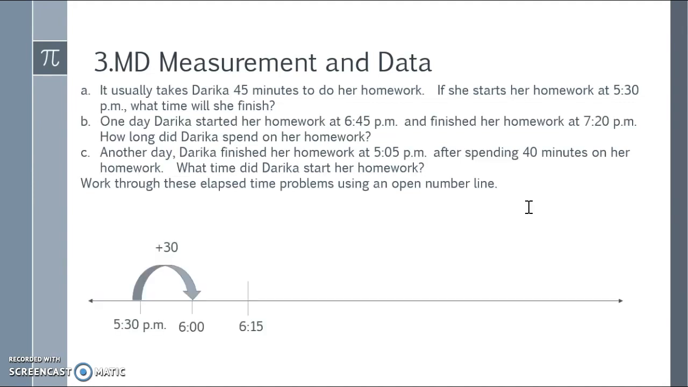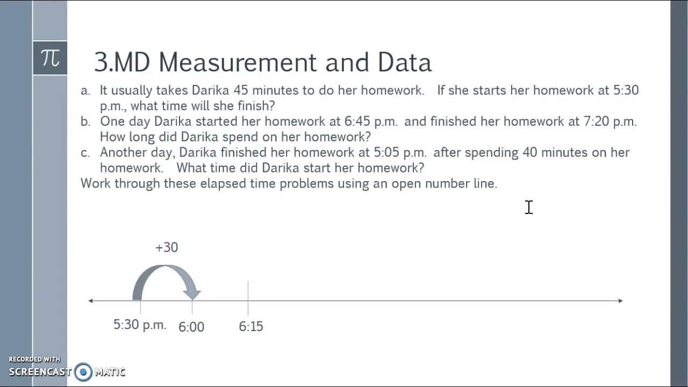So when I look at the first one, it takes Derica 45 minutes to do her homework. She started her homework at 5:30 p.m. So I start my open number line. Recall that an open number line doesn't have tick marks pre-listed. We create them as we need them to keep track of where we're going.